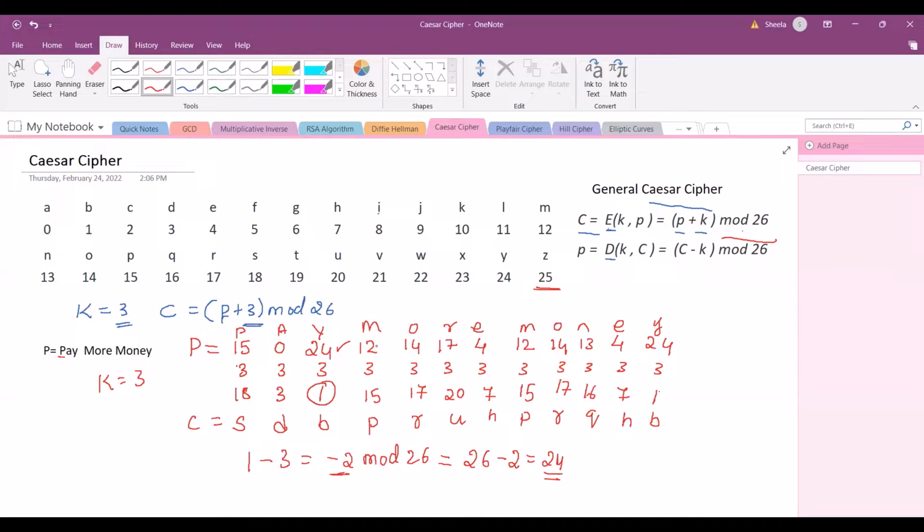Similarly, 15 minus 3 is 12. Here 17 minus 3 is 14. So for all these we get the values. But whenever the value becomes negative, then you subtract that number from the modulus, and you get the actual number. This is how we can decrypt the message using Caesar cipher. Okay.